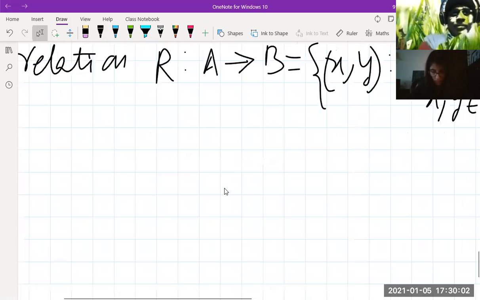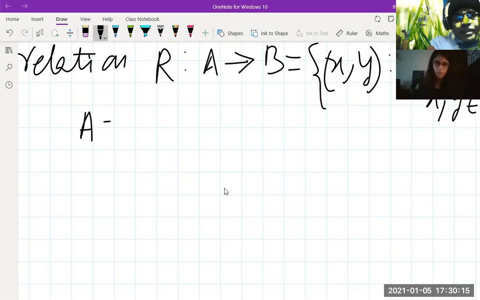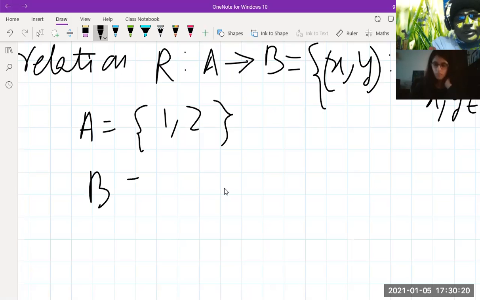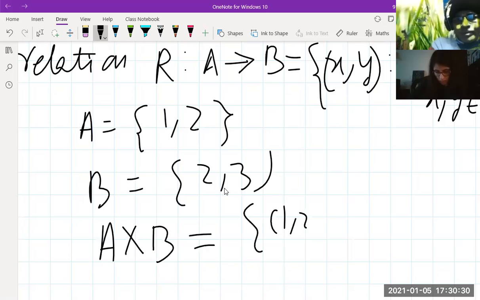Before we know the relation, we need to find the binary product or Cartesian product. What is a Cartesian product? Suppose set A has elements 1, 2, and set B has elements 2, 3. So the Cartesian product A cross B will be (1, 2), (2, 2), and (2, 3).